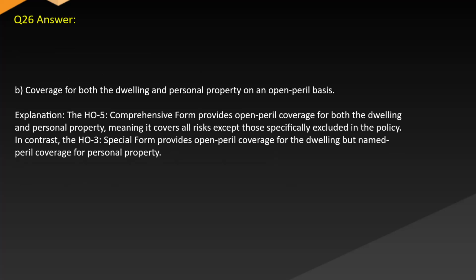Answer: B. Coverage for both the dwelling and personal property on an open peril basis. Explanation: the HO5 comprehensive form provides open peril coverage for both the dwelling and personal property, meaning it covers all risks except those specifically excluded in the policy. In contrast, the HO3 special form provides open peril coverage for the dwelling but named peril coverage for personal property.